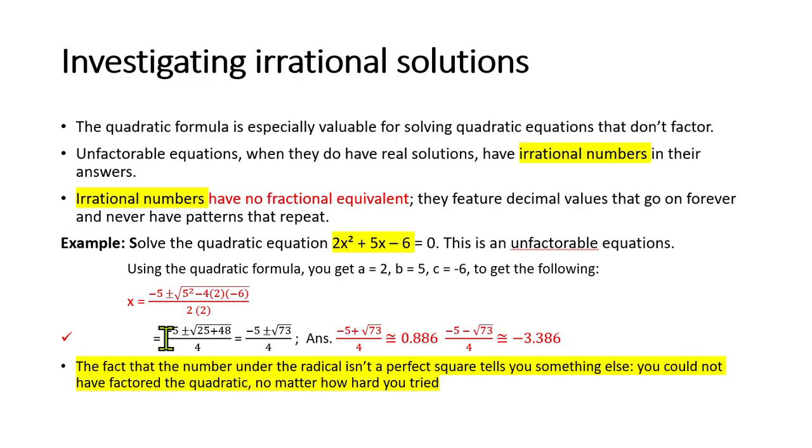Okay, just previously I mentioned the irrational solution. An irrational solution is unfactorable. So like here, the value inside the square root sign, radical, square root of 73, for the question 2x squared plus 5x minus 6. This is unfactorable. Suppose the second term is 4x, then you can factor, but 5x is unfactorable.